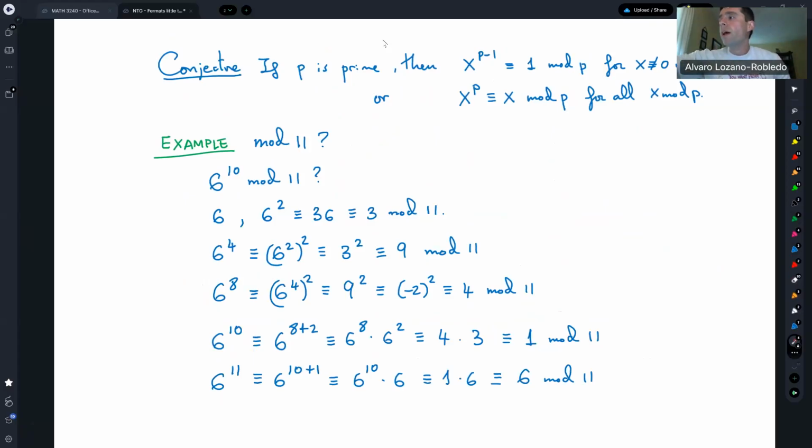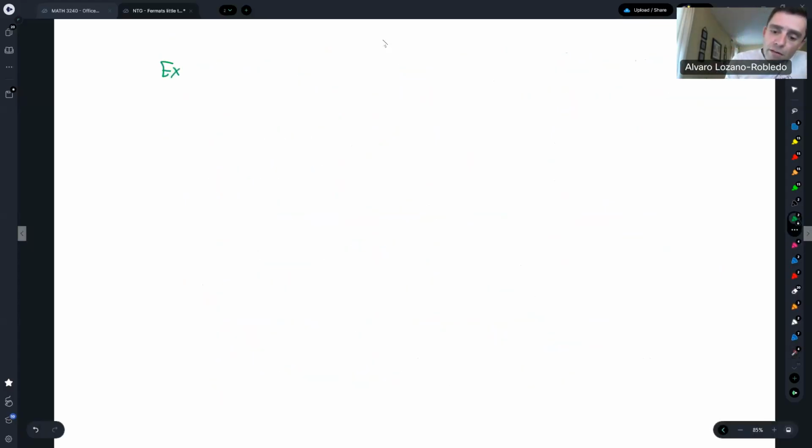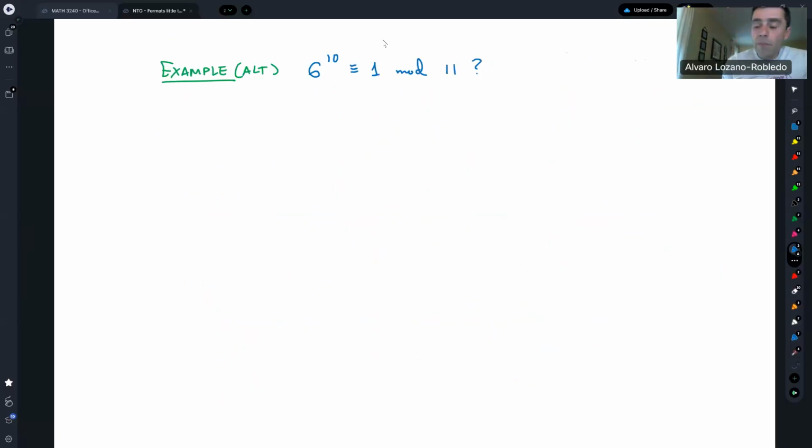Before I go on and actually try to prove the general theorem, I'm going to prove again that 6 to the 10 is 1 by using another, different trick, which is going to be the method we're going to use in the proof of Fermat's little theorem. Okay, so I'm going to do again an alternative proof of whether 6 to the 10 is congruent to 1 modulo 11. And what we're going to do is the following. I'm first going to consider S1.